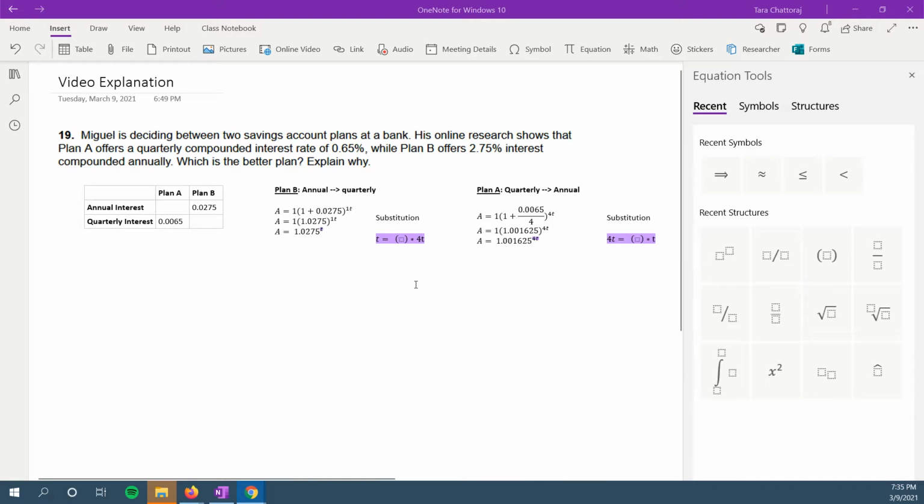Ryan. I just wanted to finish going over this problem. So what we're going to do here is take Plan B and go from annual to quarterly, because if we can go to quarterly, then we can compare it with Plan A.